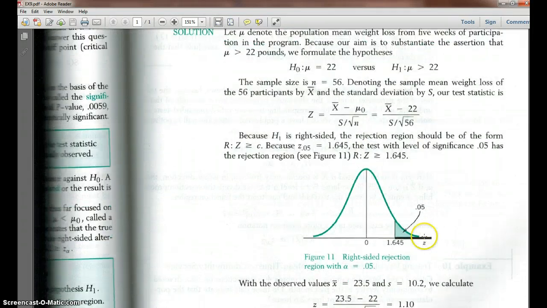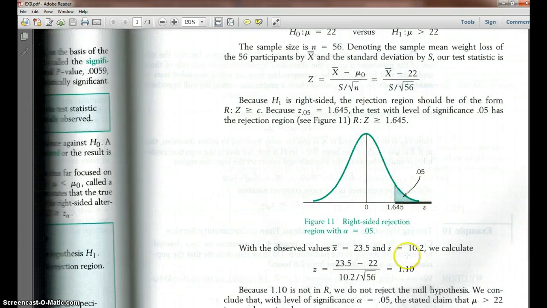So where is the cutoff for x bar, or correspondingly where is the cutoff for the z-value? We want the x bar to be big enough to support the claim, but our x bar apparently is not big enough, because 1.10 corresponds to x bar 23.5. It's not big enough to reach the cutoff point 1.645, which corresponds to the cutoff value for x bar.